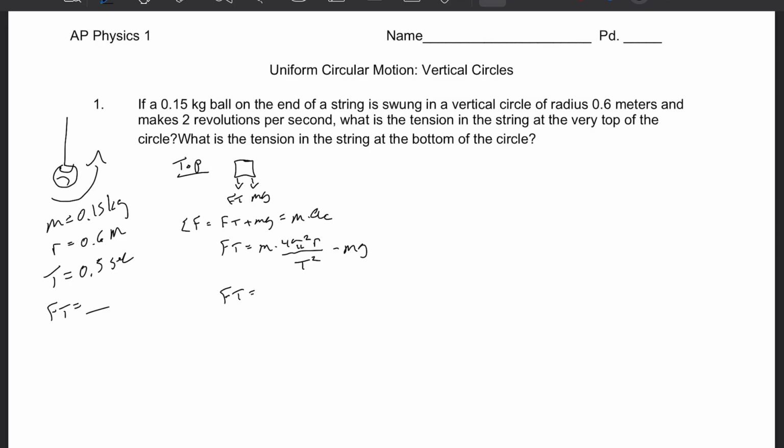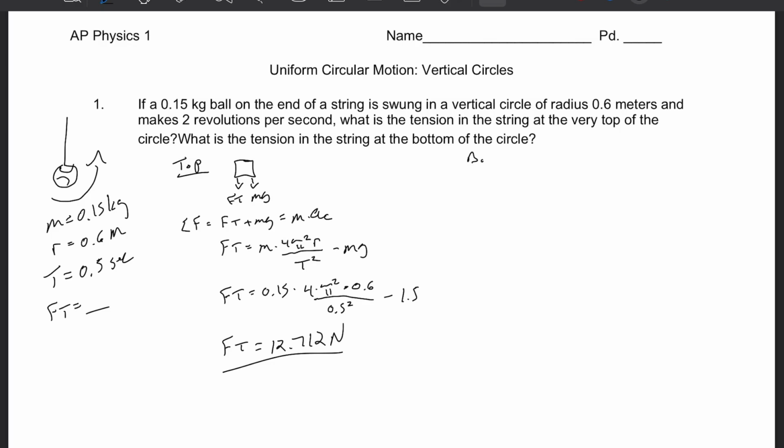Now that it's solved for the force of tension and the variables are all the ones that we have, let's plug in mass at 0.15. 4 and pi squared stay the same. Radius is 0.6. Period is 0.5. Don't forget that the period is squared at the bottom of that equation. And then we'll subtract mg at 1.5. When we do the math, we'll have 0.15 times 4 times pi squared times 0.6 divided by 0.5 squared minus 1.5. When I do that, I get 12.712 newtons.